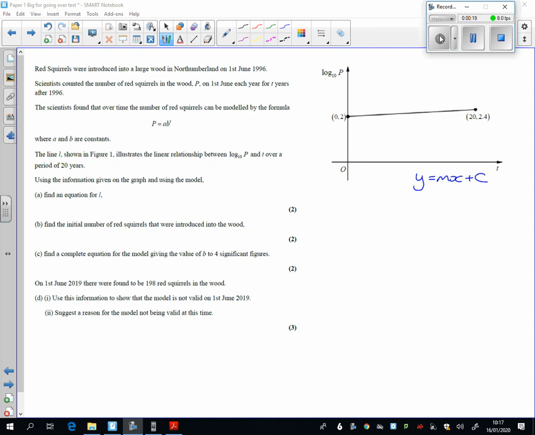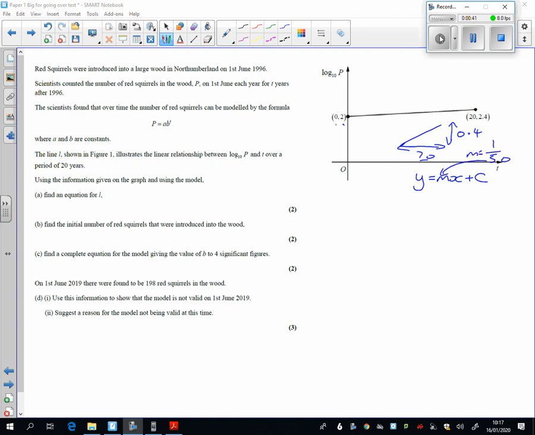The gradient is, it's almost a straight line, isn't it? So how far up does it go? It only goes 0.4 up. And how far along does it go from 1 to 20? So the gradient of this is 0.4 divided by 20. 0.4 divided by 20 is 1 over 50. So I'm going to put the 1 over 50 in there.